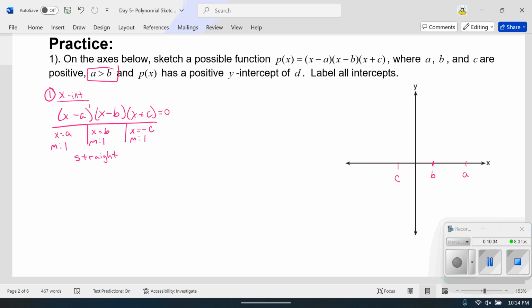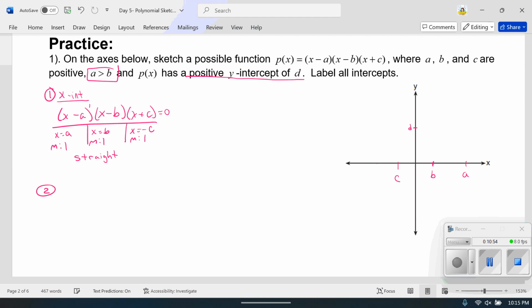Anyway, it is also saying we have one more intercept, not x-intercept, y-intercept. And that y-intercept is at d. So notice how it's saying it is positive. Positive y's are up top. So I'm going to put positive here.